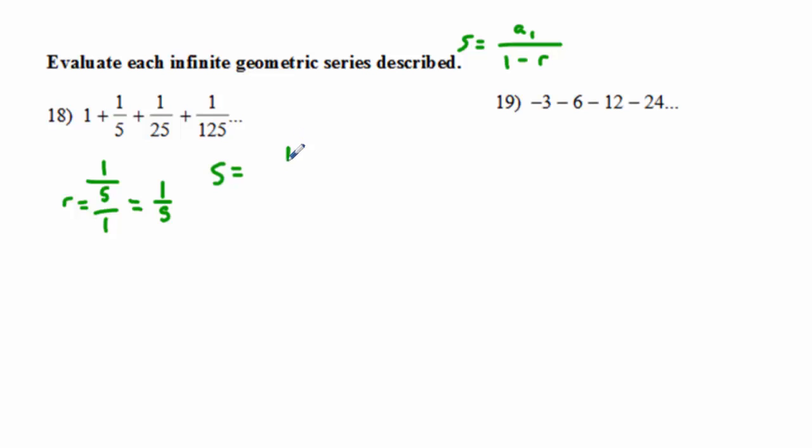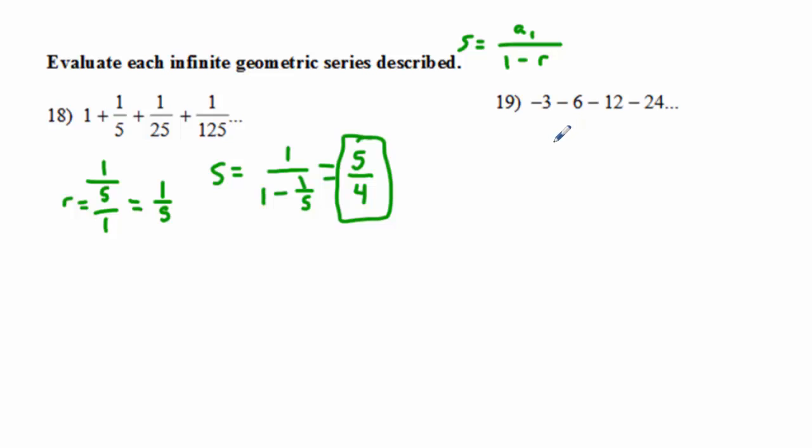So S equals my first term over 1 minus r. Depending on how good we are at mental math, you can do this in your head, because the bottom becomes 4/5, and 1 divided by 4/5 is 5/4. But obviously it's fine to use your calculator because that is a little tricky. So the sum of these terms infinitely will be 5/4.